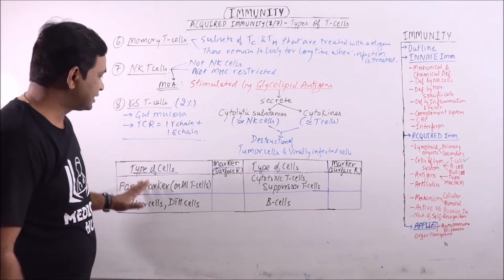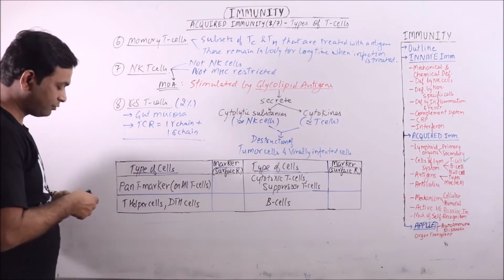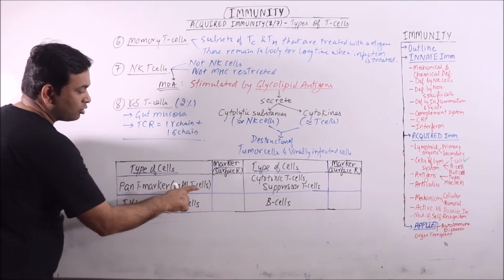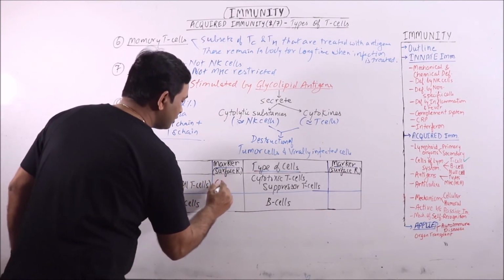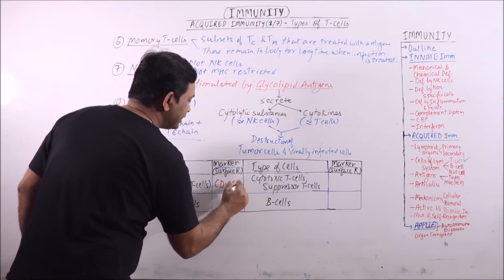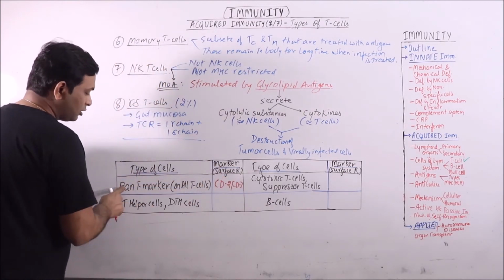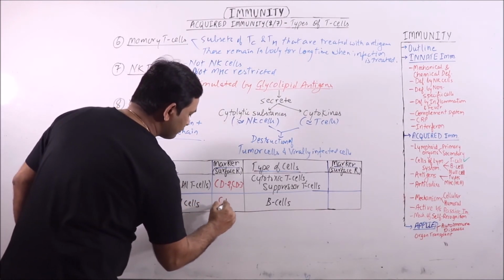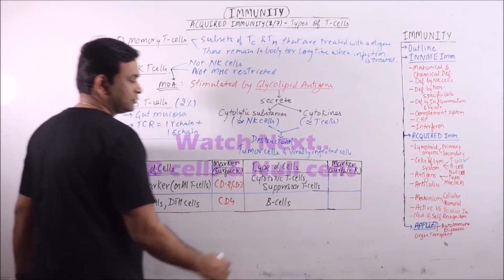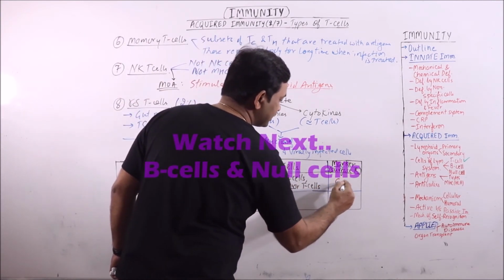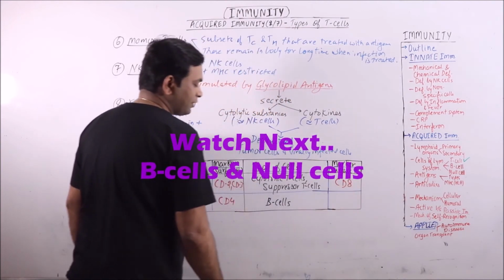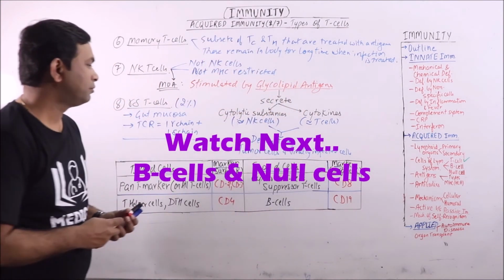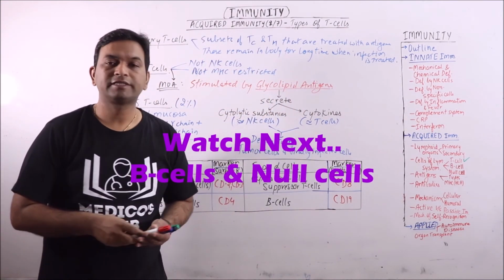Now we are discussing the types of cells and their specific surface receptors or markers. Pan T marker, that is on all T cells: CD2 and CD3 are found on all T cells. Helper T cells and DTH cells have the surface marker CD4. Cytotoxic T cells and suppressor T cells have CD8 as surface marker, and CD19 is the surface marker for B cells. So these are the various types of T cells.